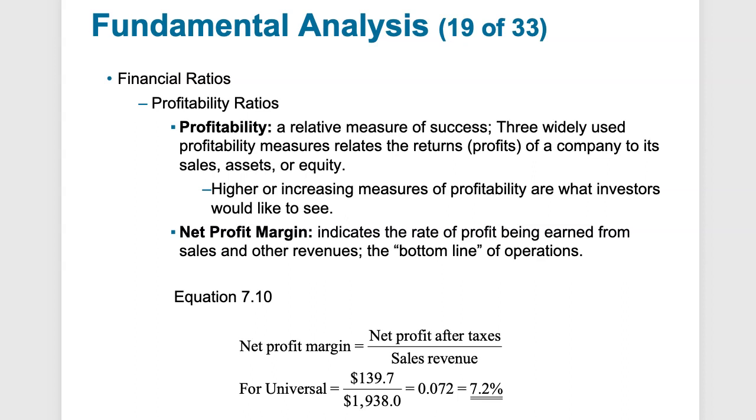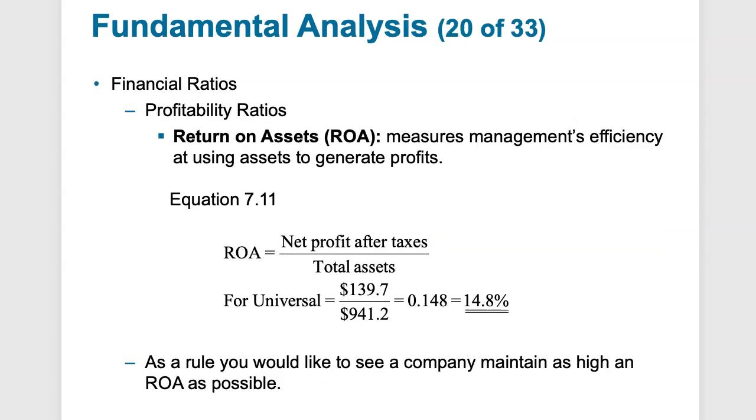So the first one, let's look at the net profit margin, probably the most important margin. This is the bottom line. So we just take our net profits after taxes divided by our sales revenue. Sometimes it's called sales, total sales, or sales revenue, all the same thing. Now, if our profits are 139 and our sales revenues are 1,938, we have about a 7.2% net profit margin. So what's important here is that this profit margin increases over time, because investors like to see profit margins continuing to increase.